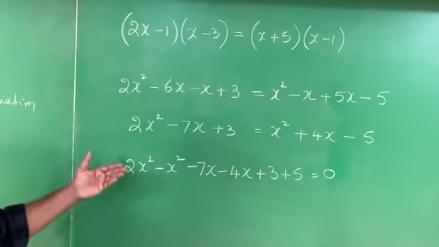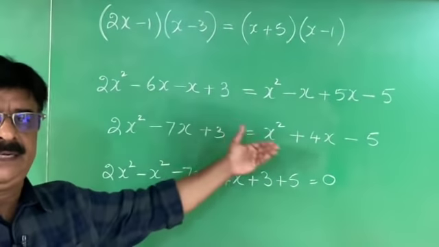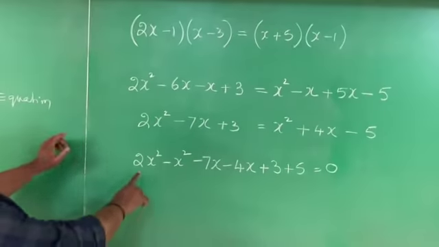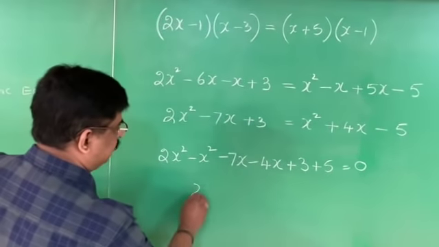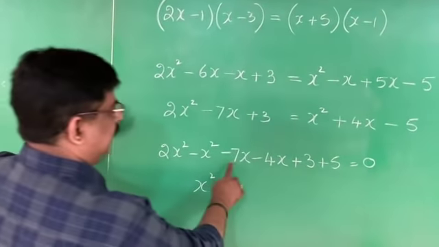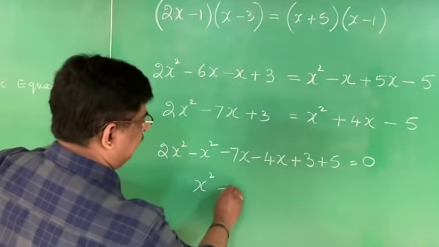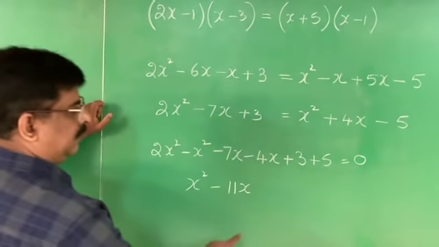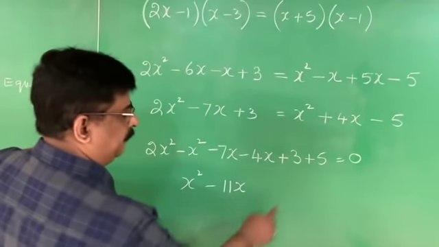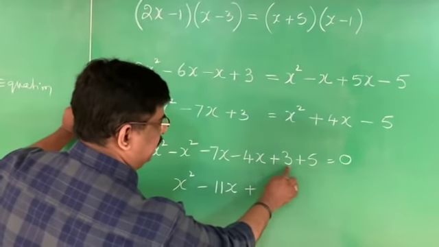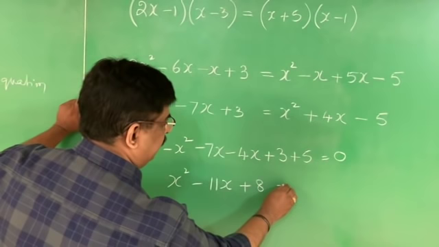While transferring, it is better to transfer after each term. Right, 2x square minus x square is x square. Minus 7x minus 4x is minus 11x. Plus 3 plus 5 is plus 8. Plus 3 plus 5 is plus 8 is equal to 0. See?